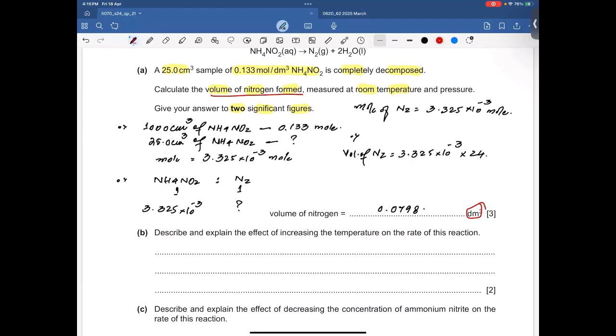The answer needs to be given in two significant figures. So the value is 0.0798 dm cube, and in two significant figures, it has to be 0.080 dm cube. All right.